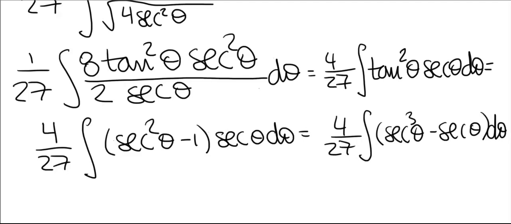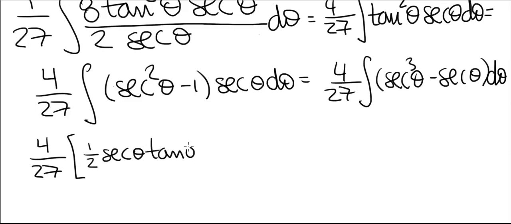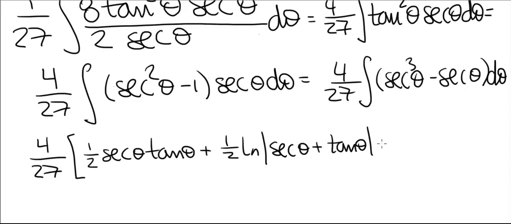These two integrals you should memorize. If you don't know them, go back to earlier videos. They're solved. You can see how they're done. But I'll just go ahead and write down what they are. The integral of secant cubed is 1/2 secant theta times the tangent of theta plus 1/2 natural log of absolute value secant theta plus tangent theta. And the integral of secant is natural log of absolute value of secant plus tangent.